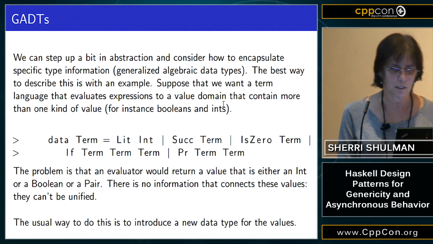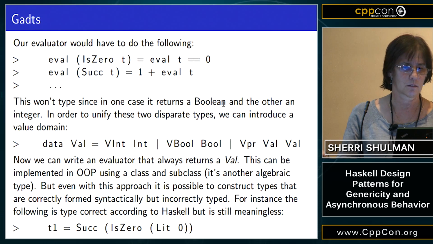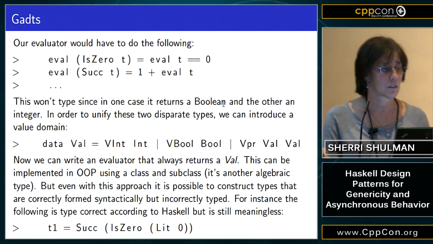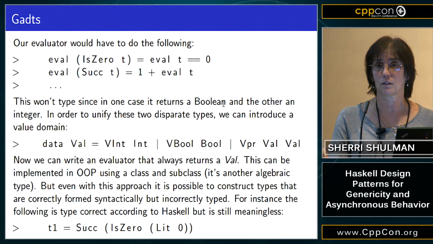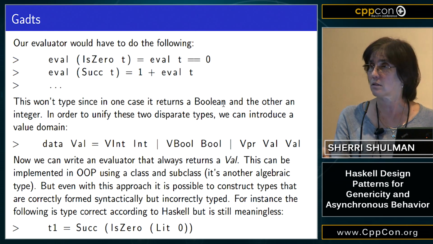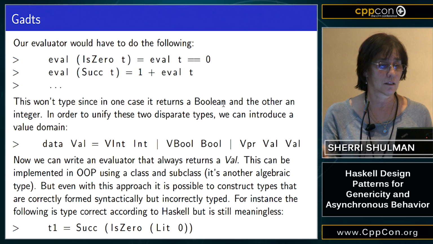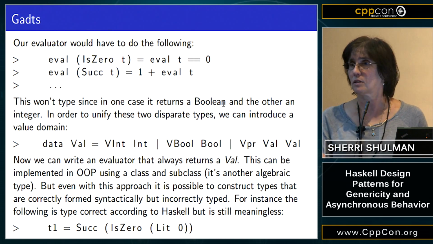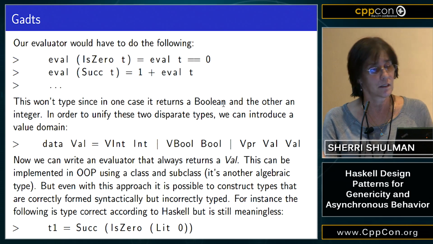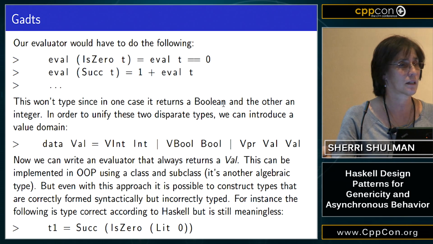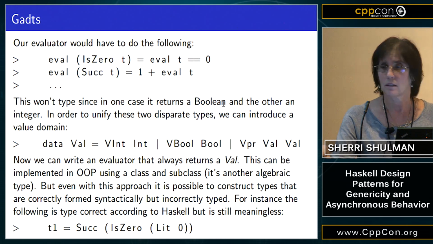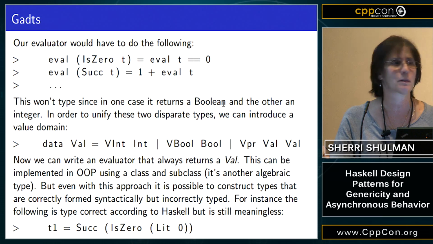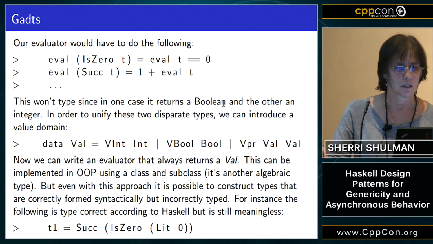All right. So the usual way is to introduce yet again another algebraic data type. So here are the 2 cases to highlight it. If I evaluate is 0, that's clearly going to return a Boolean. And if I evaluate successor, that's going to return an integer. And this will not type. However, I can introduce another domain, a value domain, and in it I'll say, here's all the different ways that I can produce a value. You can think of this as a wrapper type. So again, it's a discriminated union. Now my evaluator is going to produce a val.